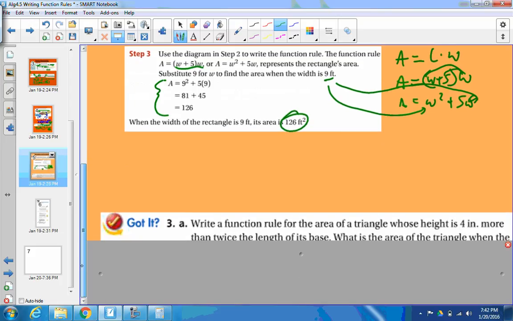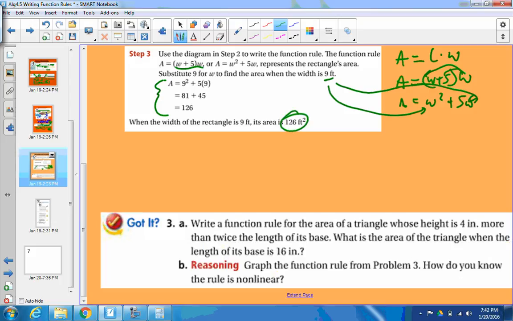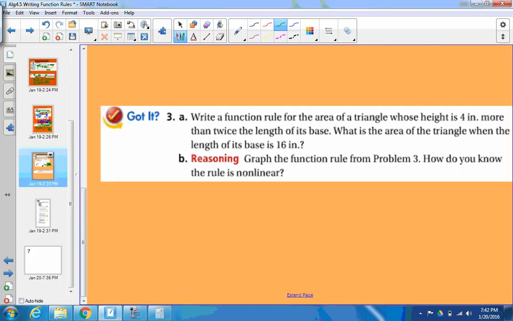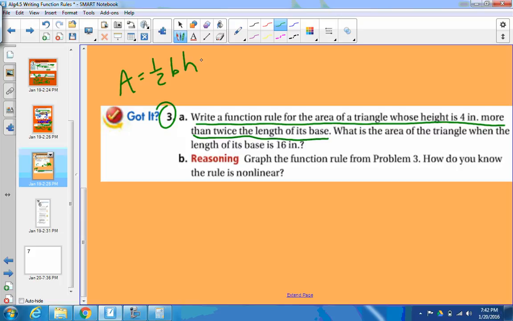So I'm going to leave you with this question. It's the last one. Try to figure this one out on your own. It says, write a function rule for the area of a triangle whose height is 4 inches more than twice the length of its base. What is the area of the triangle when the length of the base is 16? So we're really looking for, in number 3, a function rule for the area when the height is this and this. All right, just remember, area of a triangle is 1/2 times the base times the height. All right, good luck with it.